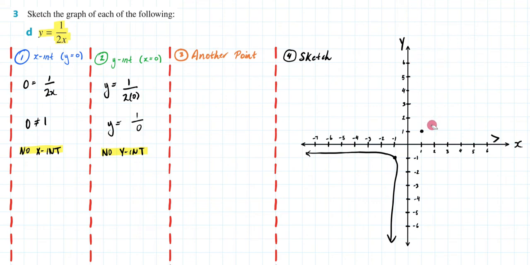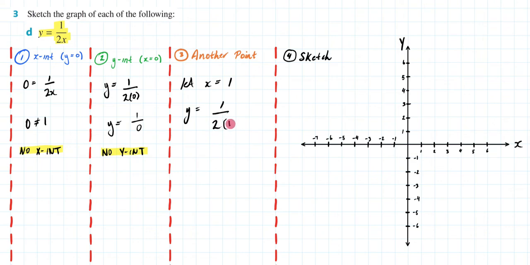So let me rub this out. Okay, so what I'm going to do, again, make it easier on yourself, I'm going to find what my y will be when x equals 1. So what will my y be when I let x equal 1? So I simply go, all right, well, that's going to be y equals 1 over 2, put my 1 in. So y is going to equal a half. So that means my other point is going to be 1 and a half. So I come here, I go 1, it's going to be right there.